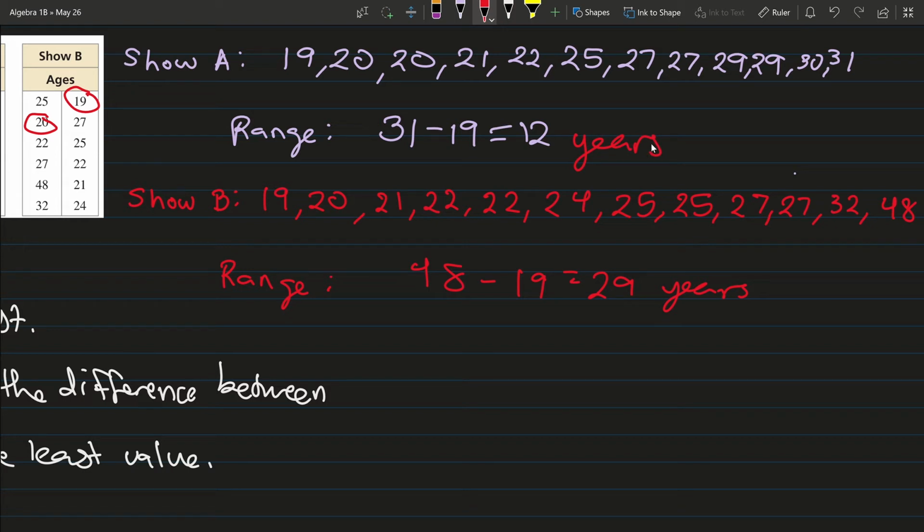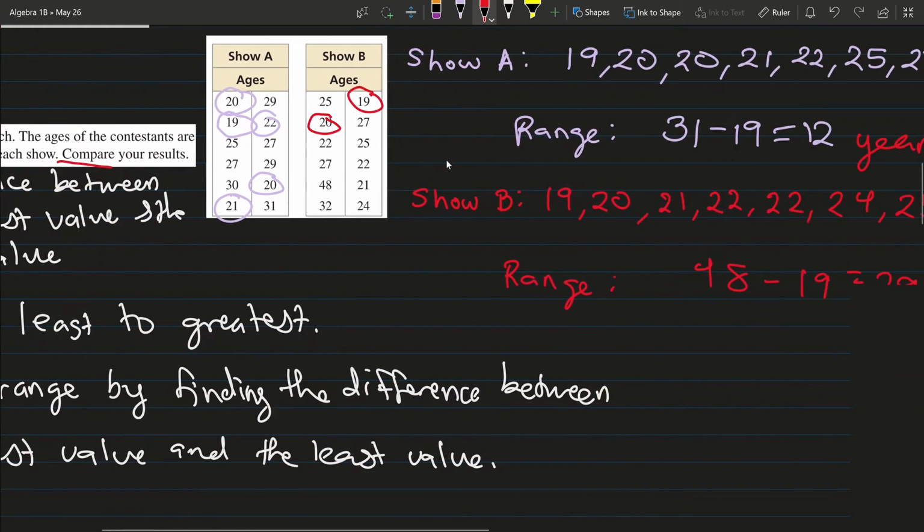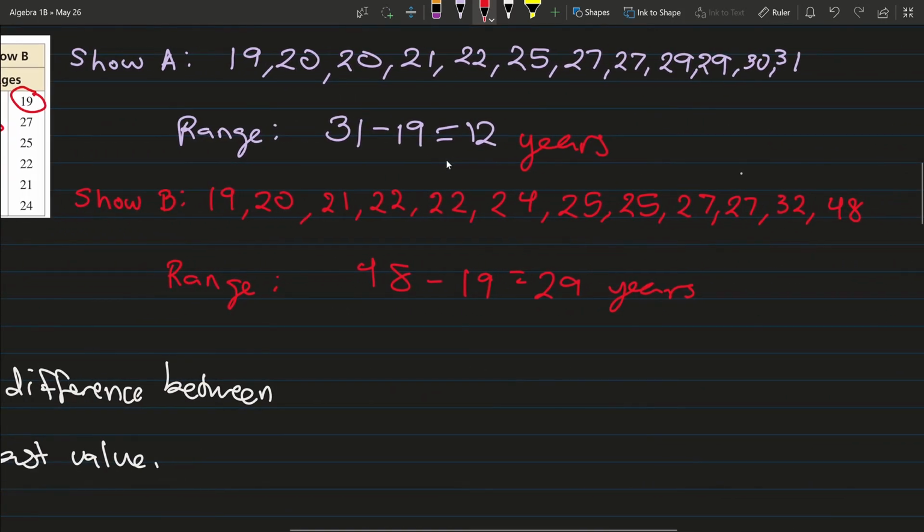So, to answer the question, remember the question said: Two reality cooking shows select 12 contestants each. The ages of the contestants are shown in the tables. Find the range of the ages for each show and compare your results. So we found the range of the ages for each show, right? And now we need to compare our results.